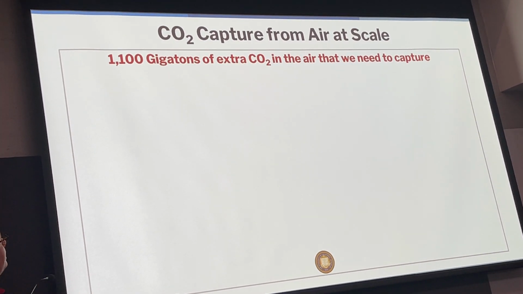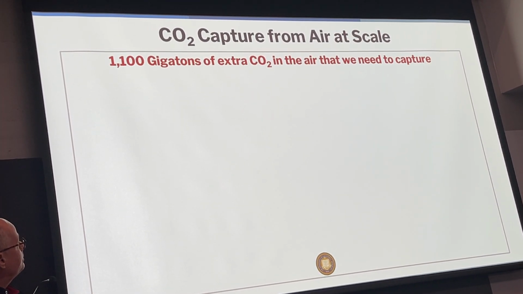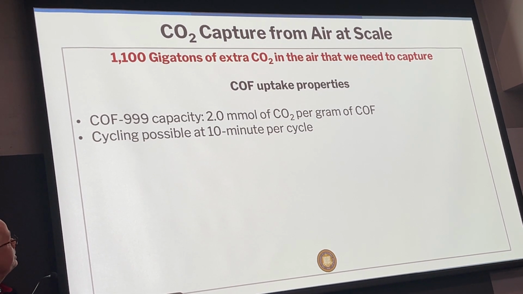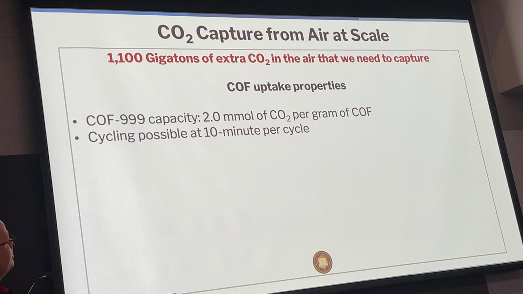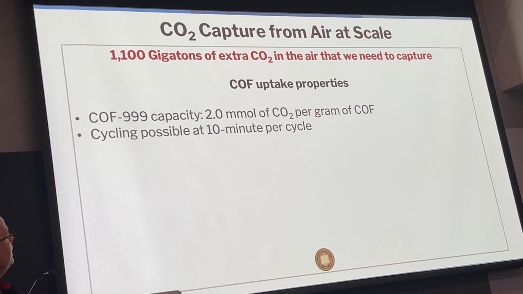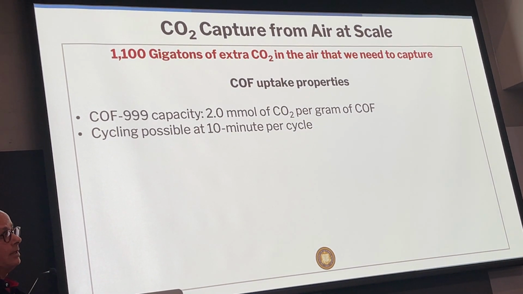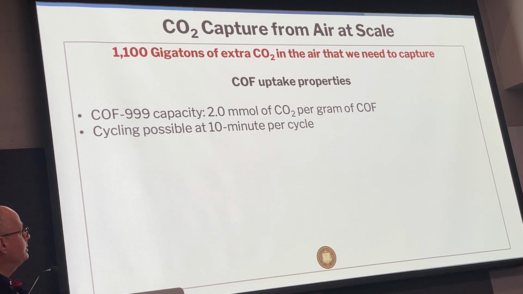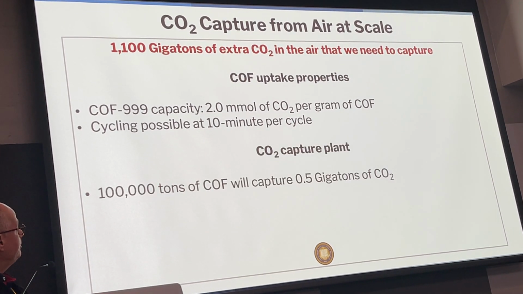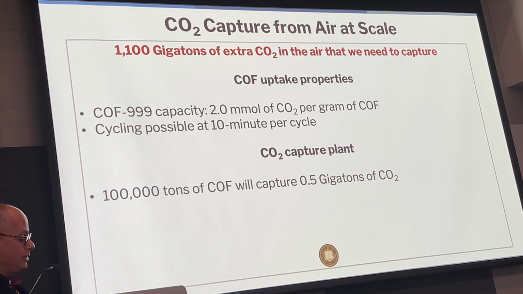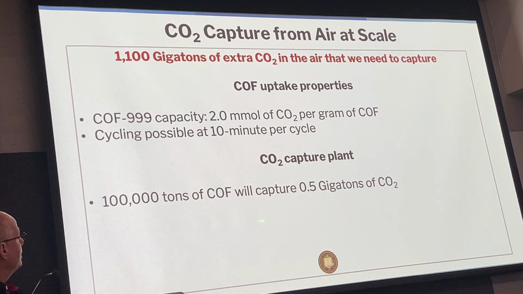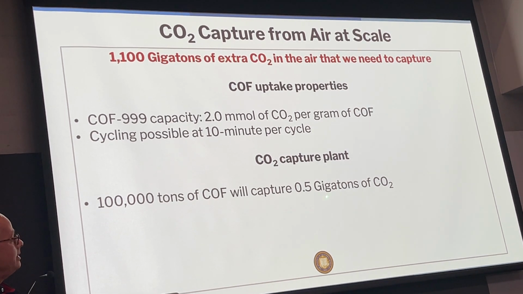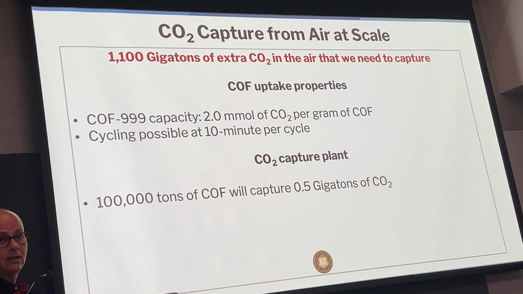So at scale, we want to take the 1,100 gigatons of extra CO2 from the air, and using our material, these are the parameters: capacity is 2 millimole of CO2 per gram of COF, and each cycle takes 10 minutes, CO2 in and then CO2 out, that's one cycle. To get this job done using this COF, if you have a plant that deploys 100,000 tons of COF, it will capture half a gigaton of CO2, okay?